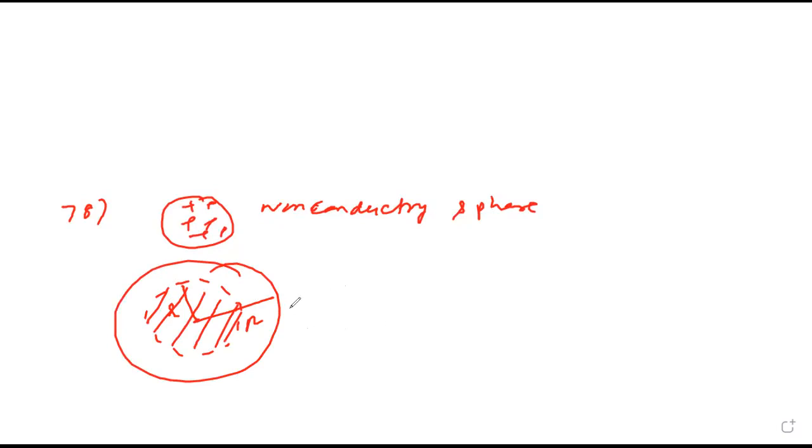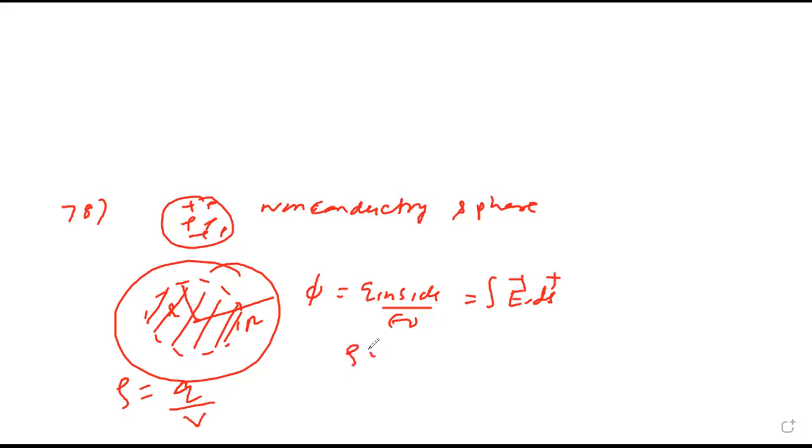Now I will tell you a shortcut. We know flux is charge inside upon epsilon naught, which is the integration of E bar dot ds bar. Correct? Charge inside will be rho, the charge density, that means charge upon volume. What is the volume of this sphere? Can I write 4 by 3 pi r cube? Yes, sir. Now E into ds into cos 0 because the area is radially outward, which is normally outward.